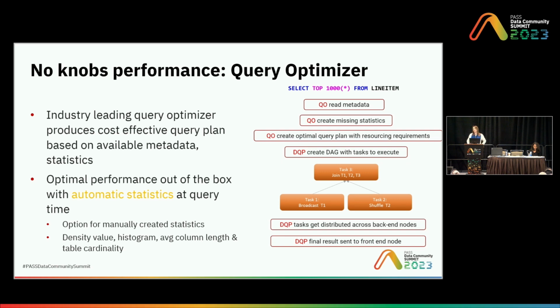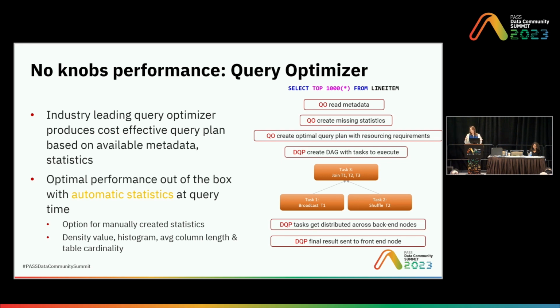So as soon as you execute that query, we're going to go ahead and we're going to create the statistics if they do not already exist. And the statistics are going to be about the distribution of data in your table, the density value, the average column length, and the overall uniqueness of your data to table cardinality. And then the query optimizer basically reads the metadata that it has available to it about the data that it's querying. It creates any missing statistics. It goes ahead and creates that query plan that I spoke about. And then it goes, OK, here you go, DQP. You have to go and execute this as quickly and as efficiently as possible.